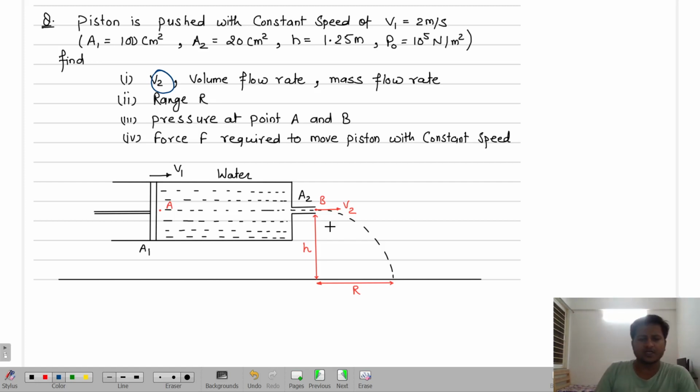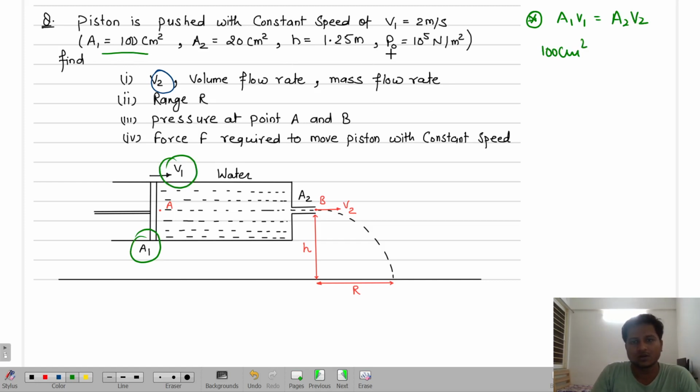V2 is easy to find, isn't it? Since this is an ideal fluid, I can apply the equation of continuity between these two points. So A1 V1 is equal to A2 V2. A1 is given, 100 centimeter square. V1 is given to us, 2 meter per second.